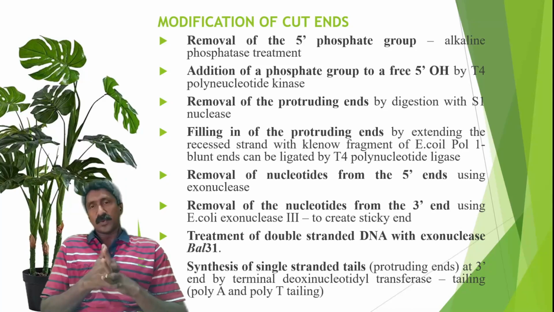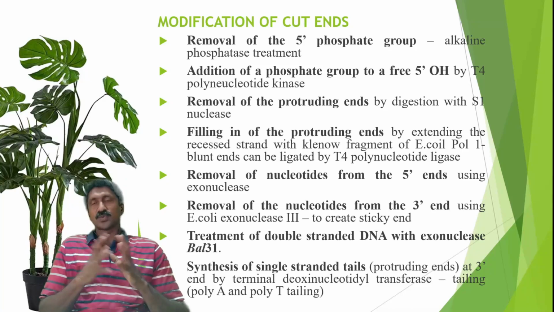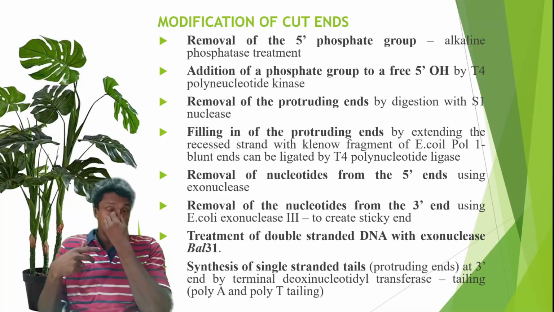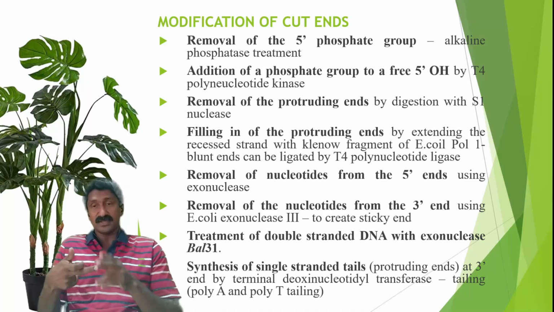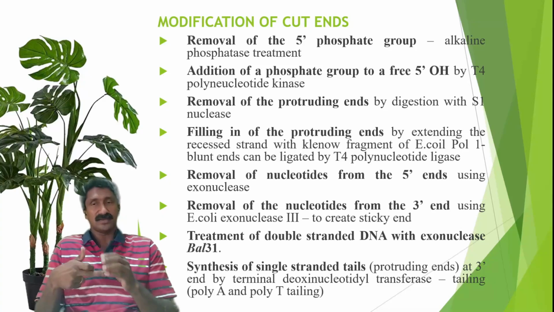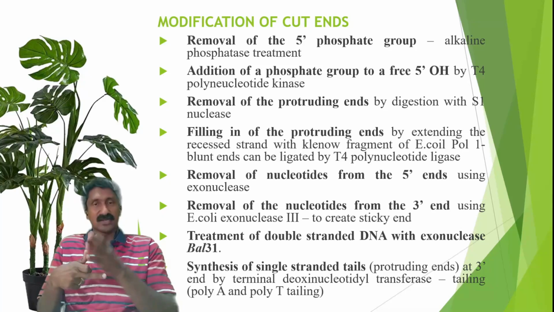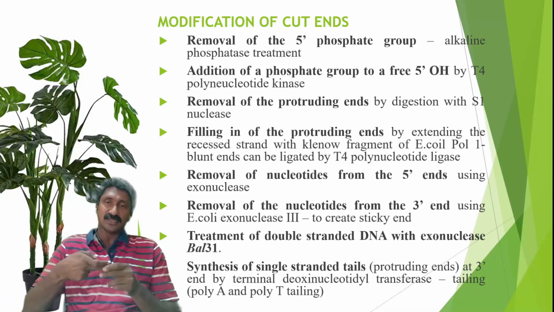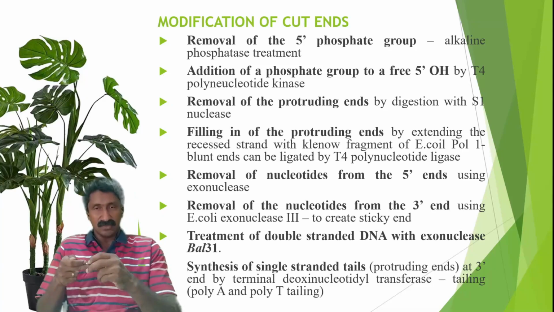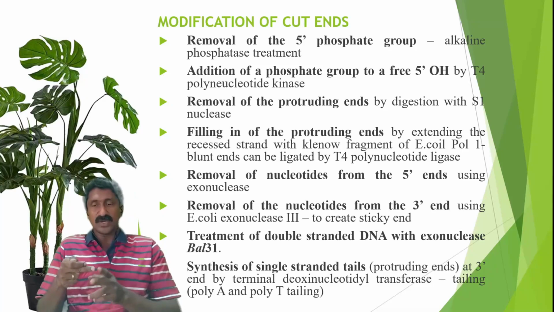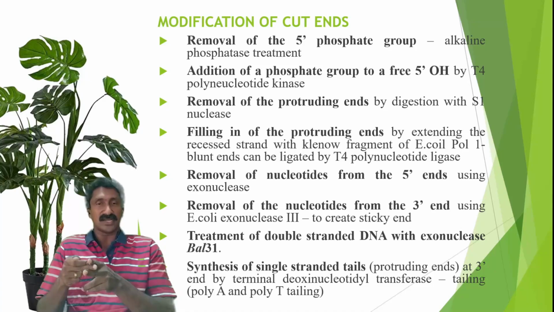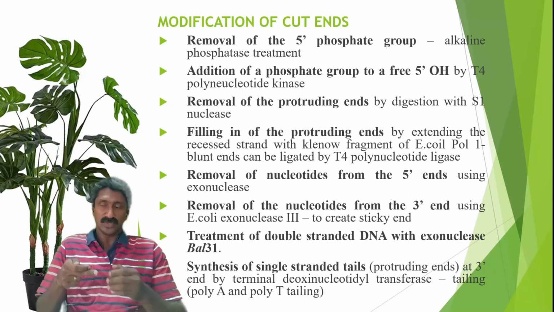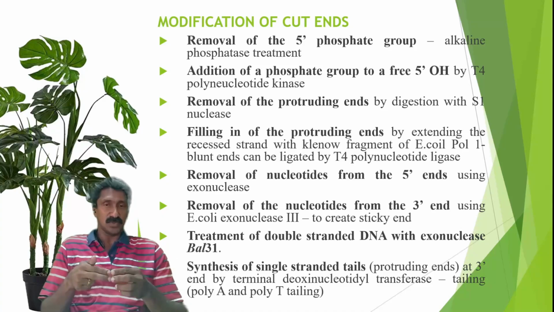Now, removal of the protruding ends by digestion with the S1 nuclease. For example, you created a sticky end by one of the enzymes, and now you want to trim the sticky end, or that protruding 3' or 5' strand needs to be cut and removed, and you need to create a blunt one. Once the DNA strand is cut with a sticky end creating enzyme, one of the strands, maybe a 5' end, will be protruding. The enzyme S1 nuclease is used to remove this single stranded portion, so that the end will be made blunt again. So that can be used with another blunt ligation process.